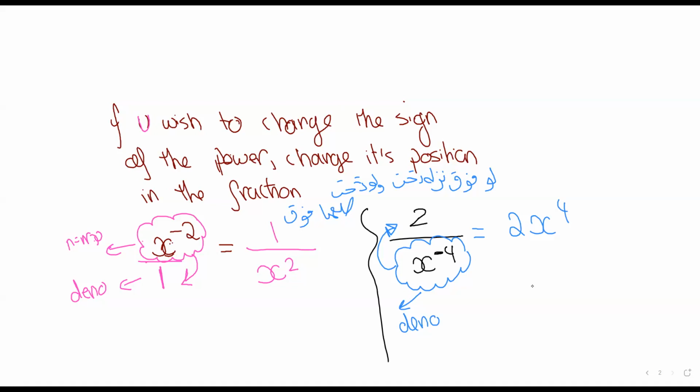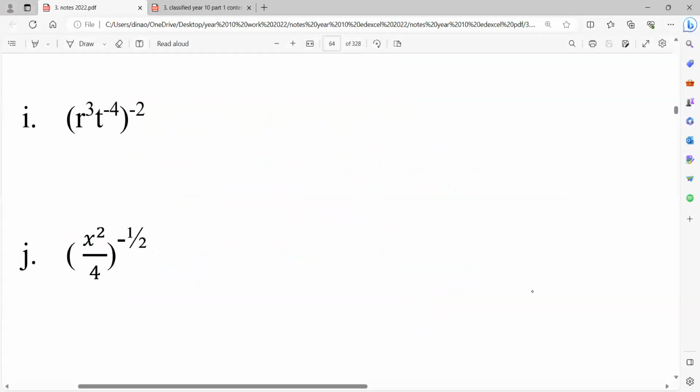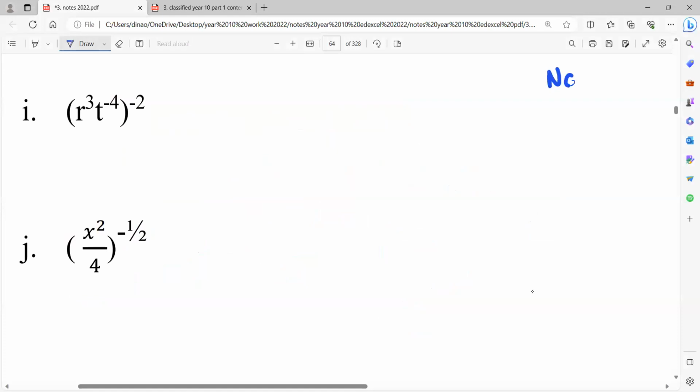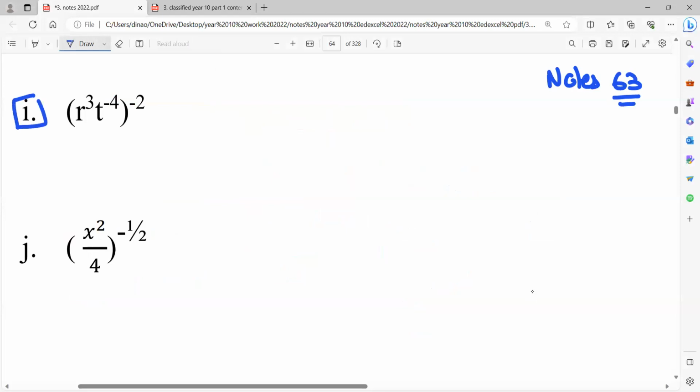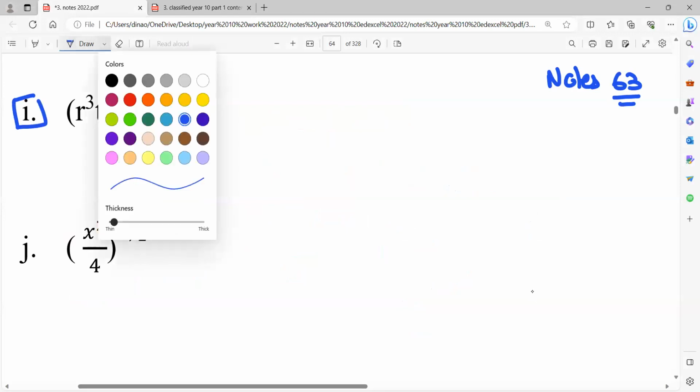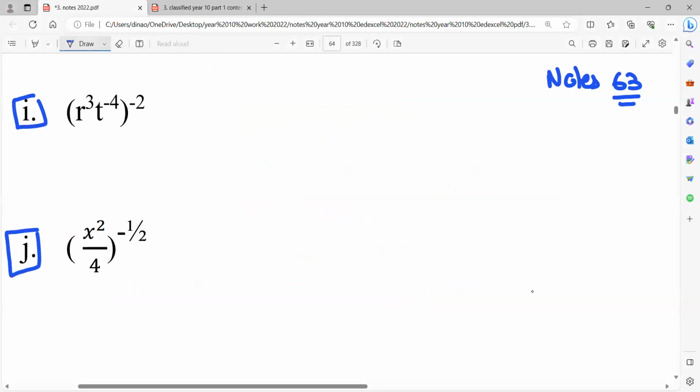And if you are using my notes, please open the notes to page number 63. This is the notes, page 63, if you are using my notes. Now let's look at question number I and question number J. You'll notice that both questions are fractions, by the way, but this over here could be written as over 1.